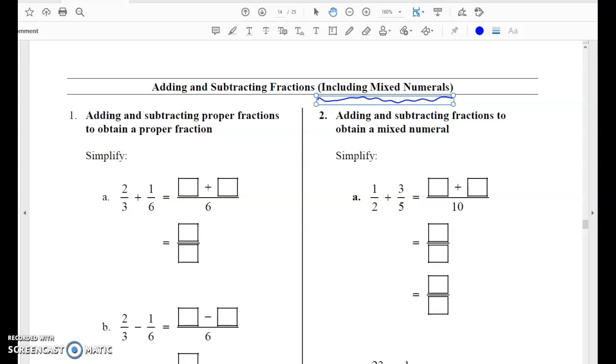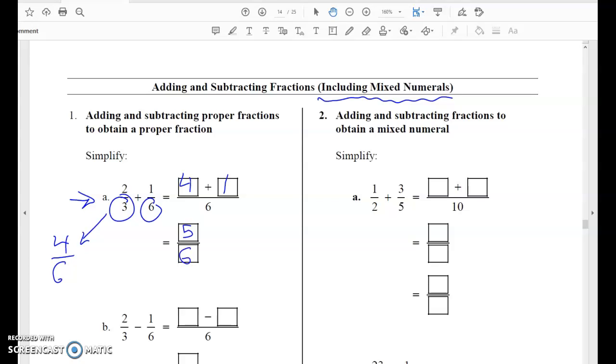So in A here, you notice that the denominators are different. So we're going to make them into equivalent fractions so that we can add them together, as in equivalent in the sense of they both have the same denominator. So 2/3 can become 4 out of 6, and so it's going to be 4 out of 6 plus 1 out of 6. So our total is going to be 5 out of 6.